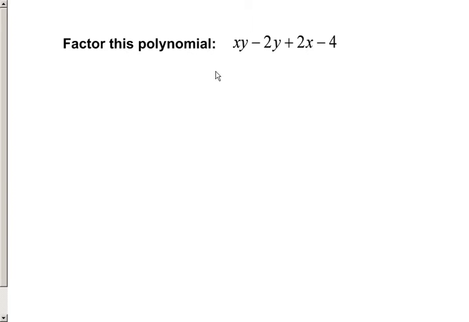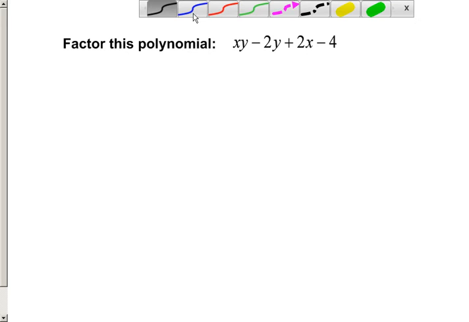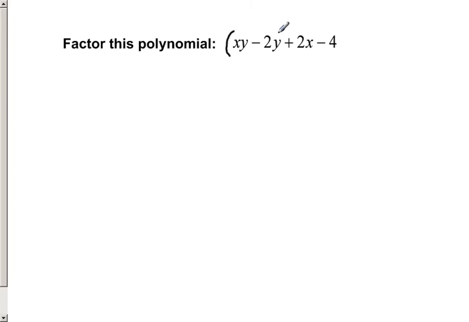What we're going to do is, instead of looking at this polynomial as a group of four terms, I'm going to kind of group the polynomial and look at it as two groups of two terms. I'm going to group these first two terms together as well as these second two terms together. So now, instead of a polynomial of four terms, I have a polynomial of two groups of two terms.